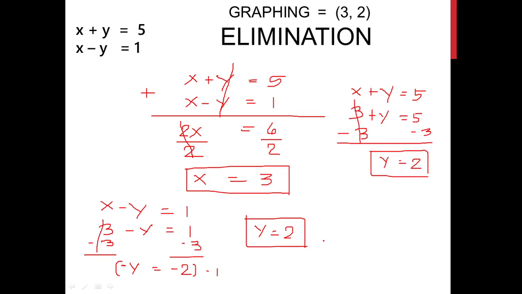So this is the elimination method. Again, the elimination method is simply eliminating one variable to solve for the other variable. Okay?